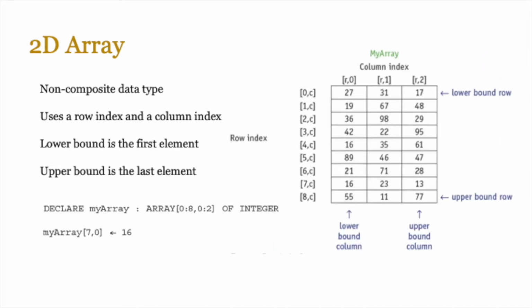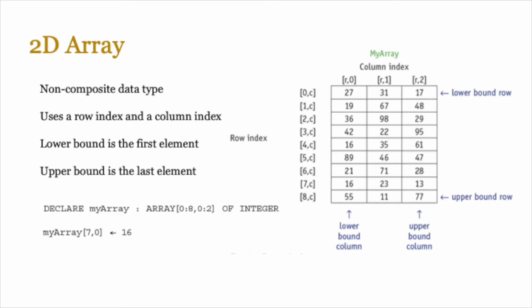Two-dimensional arrays are similar. They're again non-composite, so that means the same data type. However, these use a row index and a column index, so they act like a grid. So in this case, lower bound is the first element and upper bound is the last element, and you can have a lower bound row element and an upper bound row, and a lower bound column and an upper bound column as well. So technically you could have 0, 0 as the lower bound and 8, 2 as the upper bound in a two-dimensional array.